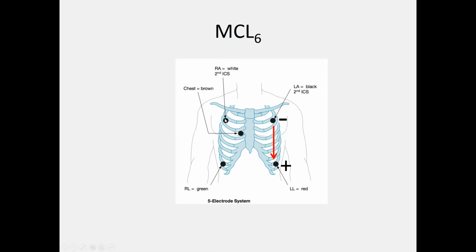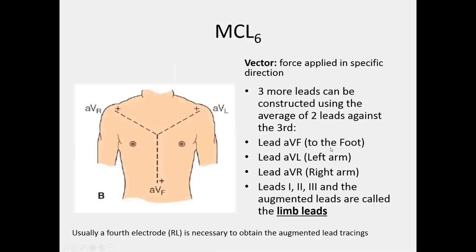So again, white on right, black on left, brown in the middle, red heart, green one left over. So the modified chest leads are not on the 12-lead EKG.